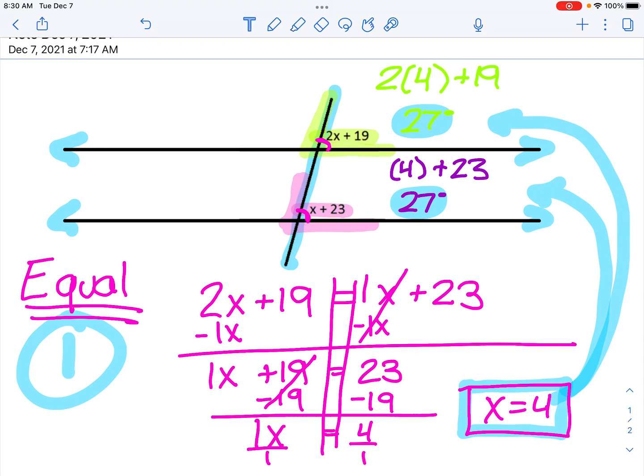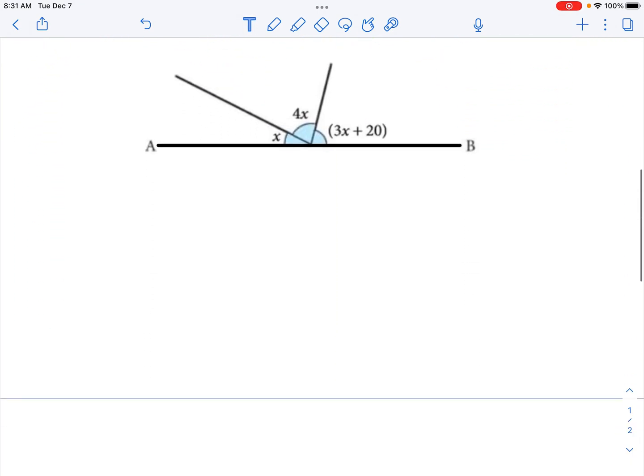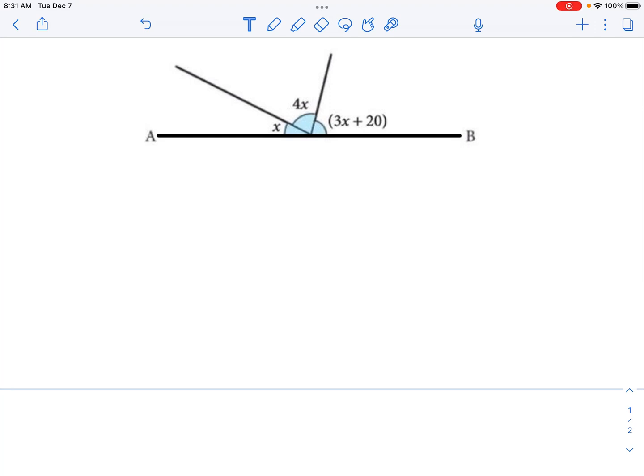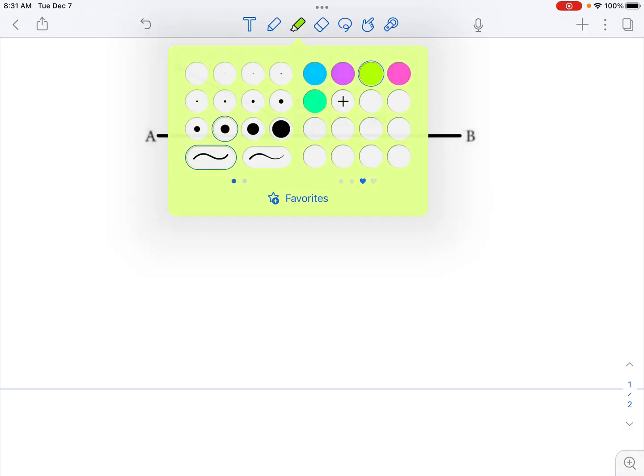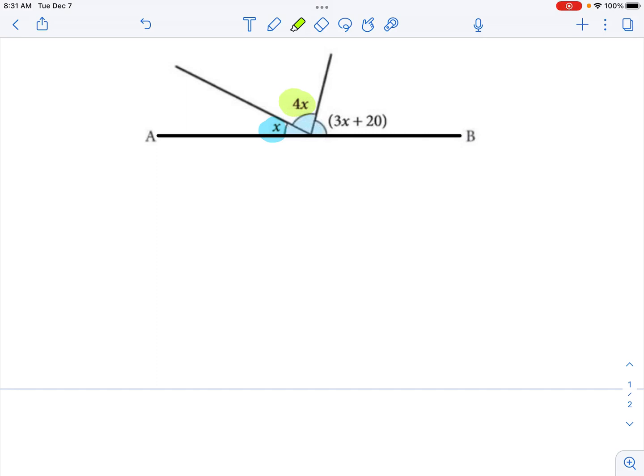On the other hand, there will also be times when the angles are not equal. So if I scroll down here to the second problem, in this case, I don't have equal angles. I actually have 3 separate things. I have an angle that's being represented by x, I have an angle that's being represented by 4x, and I have an angle that's being represented by this 3x plus 20. So in this case, I can't set them equal. These are not equal angles. These are all different measurements. So instead, I need to look for something else that can help me.